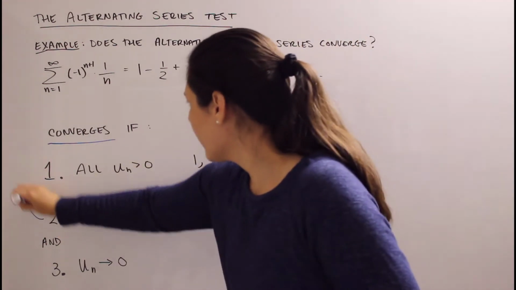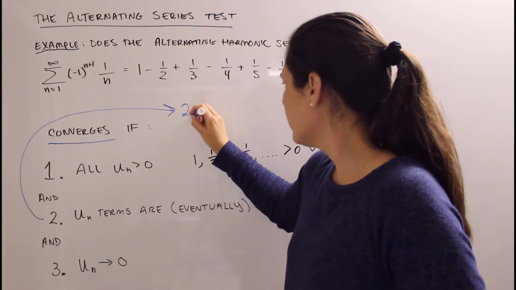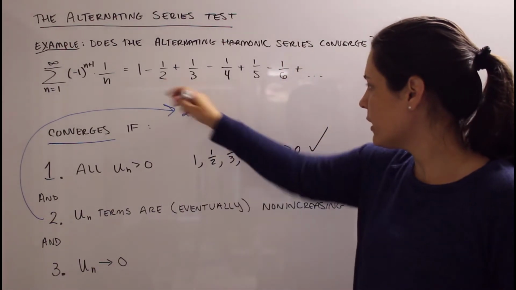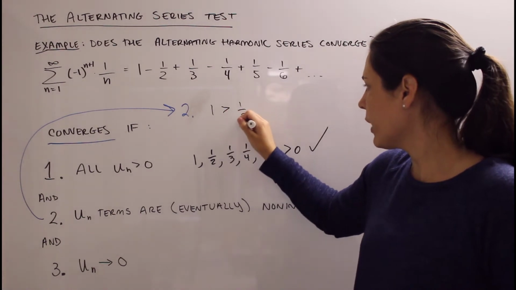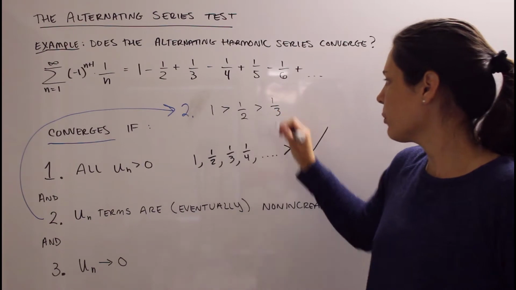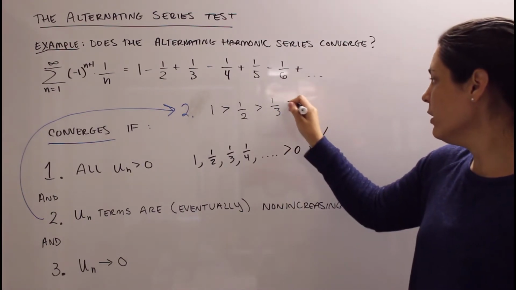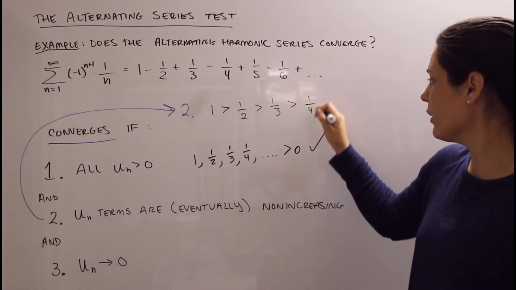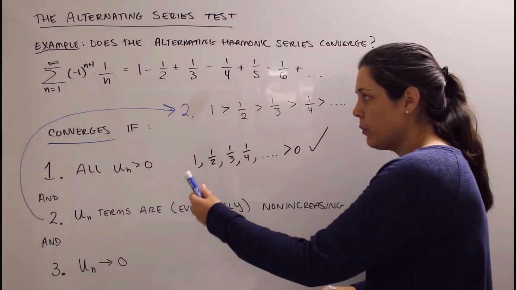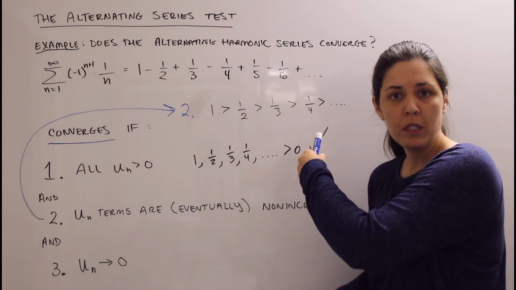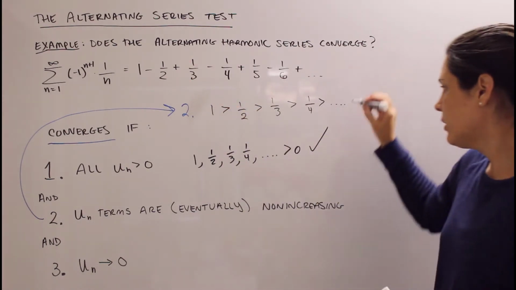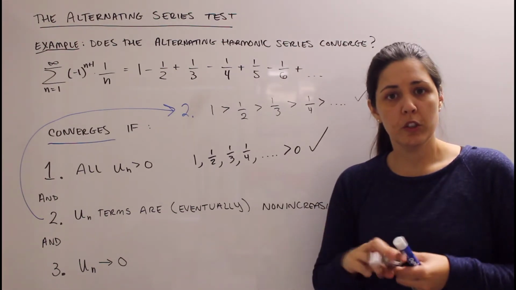So again, from the terms, let me write it, I'm going to go right here. So we're looking at part 2. We have 1. 1 is greater than the next term, 1/2. 1/2 is greater than the next term, 1/3. 1/3 is bigger than 1/4, and so on. So the previous term is greater than the next term, meaning that these terms are actually decreasing. So that's good. Number 2, check.